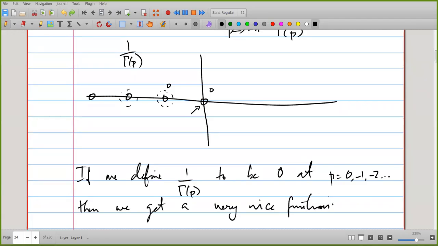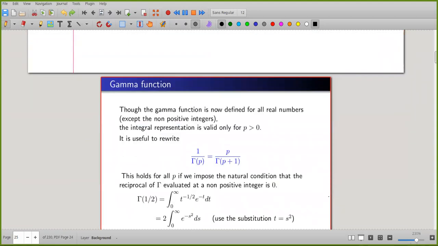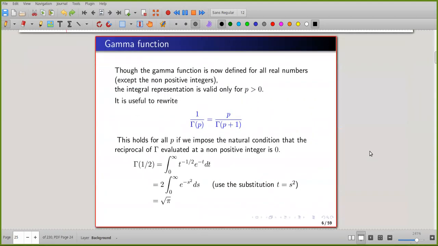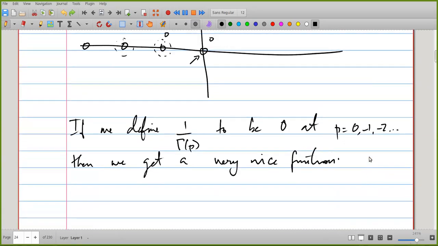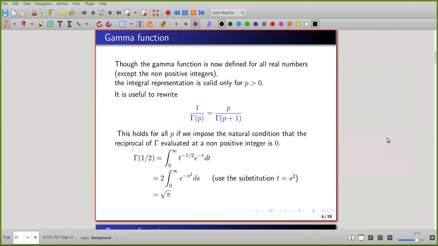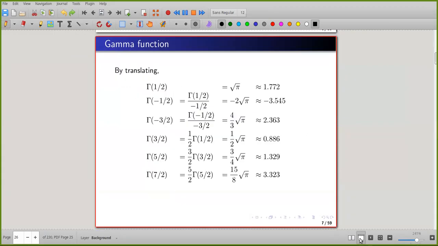Okay, so all this is very theoretical, and I'm sorry. But we will use one property of the gamma function: that 1 upon gamma p is 0 at 0, minus 1, minus 2, and so on. When that point comes, I will explicitly mention it. But let's just quickly go ahead.